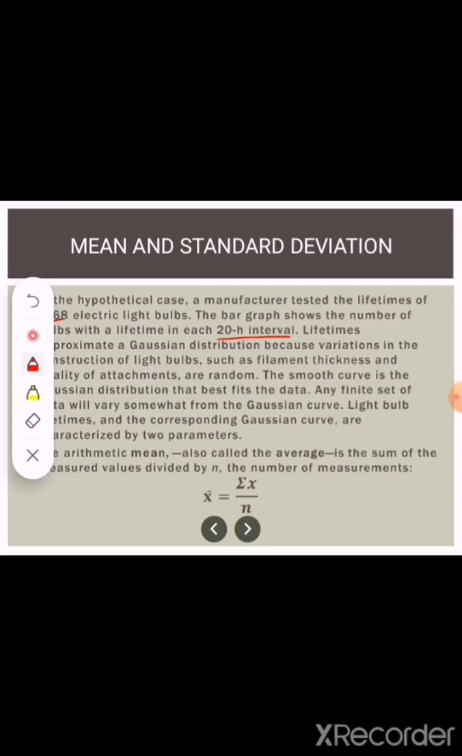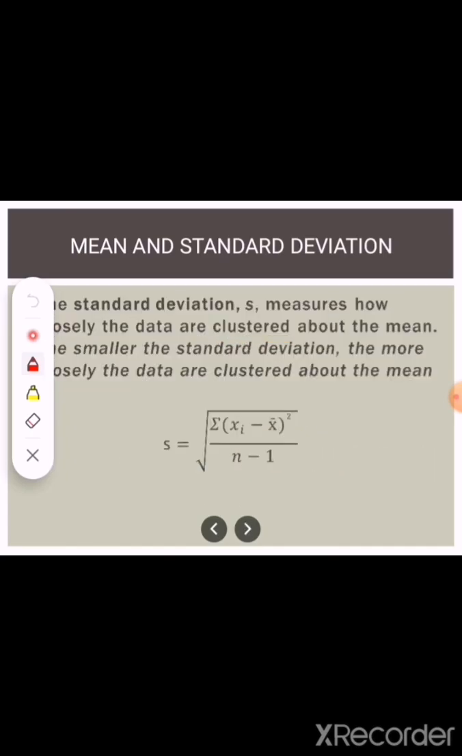Okay, so yung bulb natin or yung graph natin, it is characterized by the two parameters, which are the mean and which is also called the average of the measured values divided by n. And we also have the standard deviation, and it measures how closely the data are clustered.